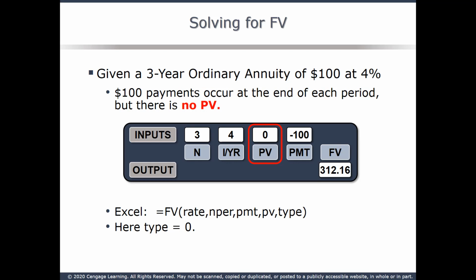First, let's look at an example of solving for the future value of an ordinary annuity. 3-year annuity, 4% annual rate, you deposit $100 each year. Payment is negative since you're depositing the $100. The future value will be positive.